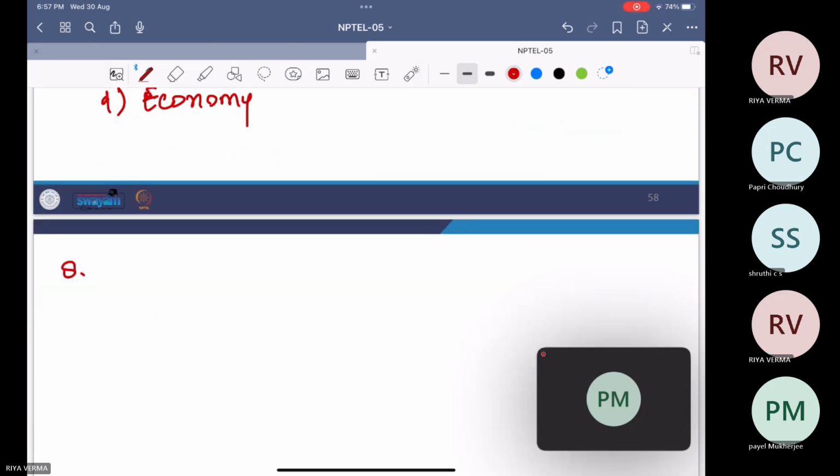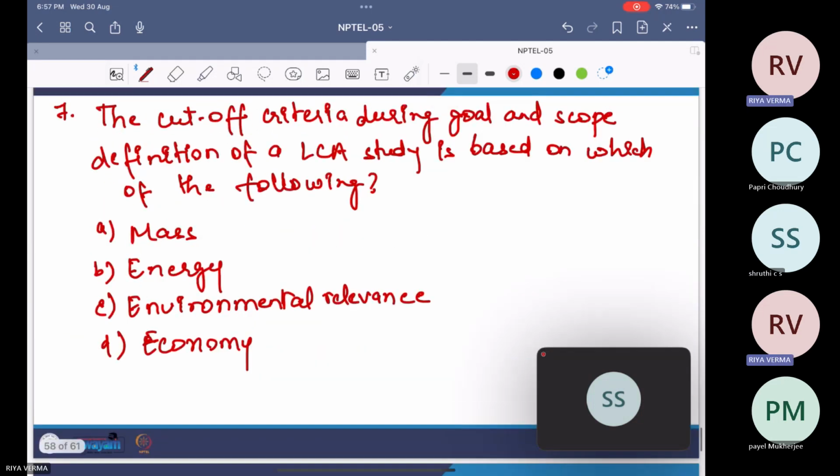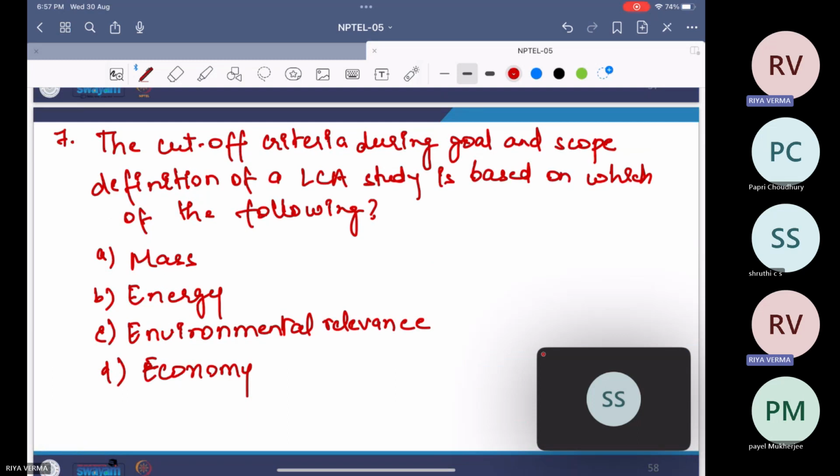Answers? Anyone? Economy. Do you think we perform the life cycle assessment to find out the impact on economy? Like, can this be the cutoff criteria? Environmental relevance, right?